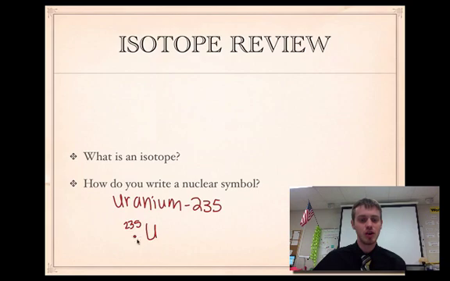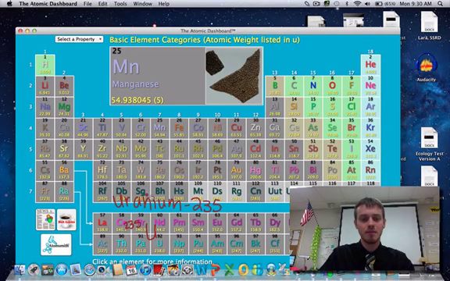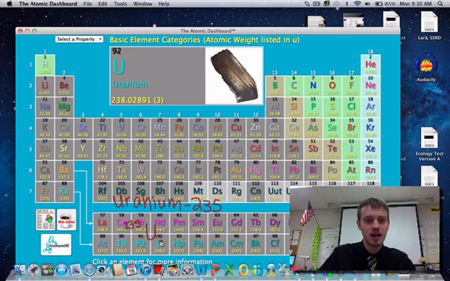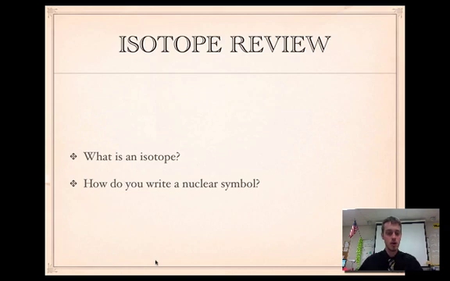And then down here I have to put my number of protons. Well, the number of protons for uranium is always going to be the same, and you can see that by looking at a periodic table. If I go down to uranium, you see that uranium has 92 protons. So I have uranium-235, and it has 92 protons, so this would be my nuclear symbol for uranium-235.